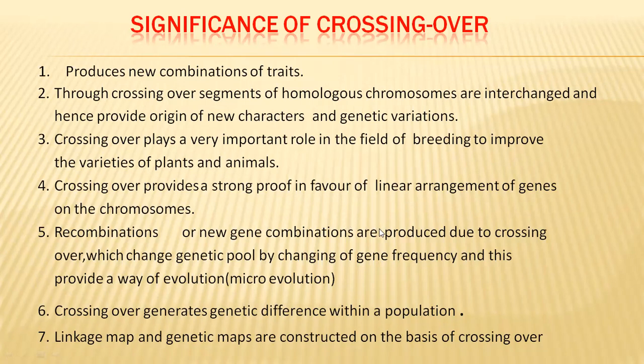And recombinations are new genetic combinations also produced with this crossing over. As a result, the genetic pool will change, and the changes in this genetic pool will finally result in changes in gene frequencies, and these gene frequencies are the basis for evolution. This type of evolution is called microevolution. So microevolution is possible with crossing over or genetic recombinations only. And crossing over generates genetic differences within populations, and linkage maps and genetic maps are constructed on the basis of crossing over experiments only.